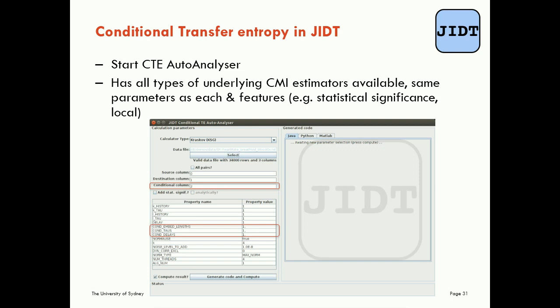So we can look at computing the conditional transfer entropy in JIDT as well. We have that available in the auto analyzer. And again, as per the transfer entropy, we have all types of underlying conditional mutual information estimators available, with similar parameters for those underlying estimators and features, including the ability to run statistical significance tests, to do local or point-wise computations, and so on. Let's just have a quick look at that.